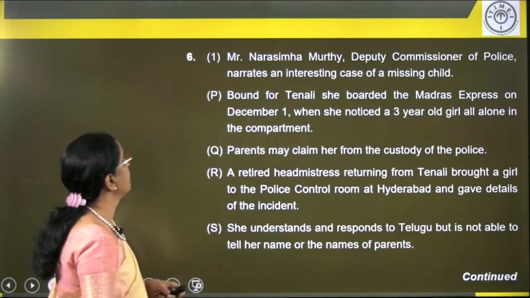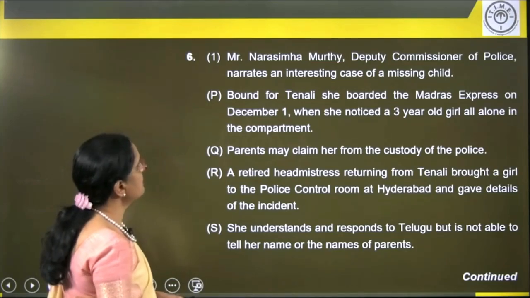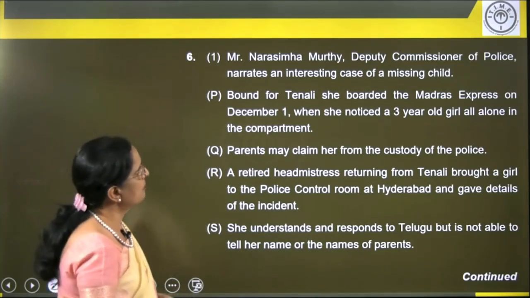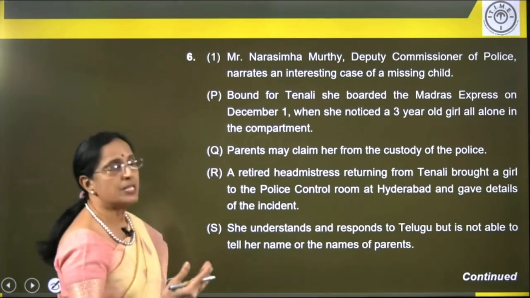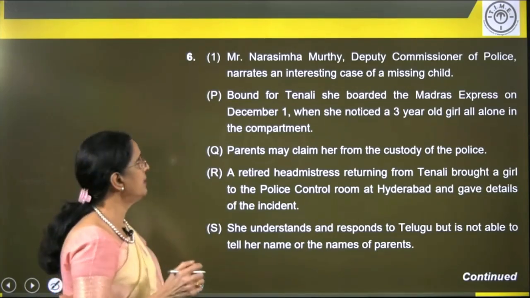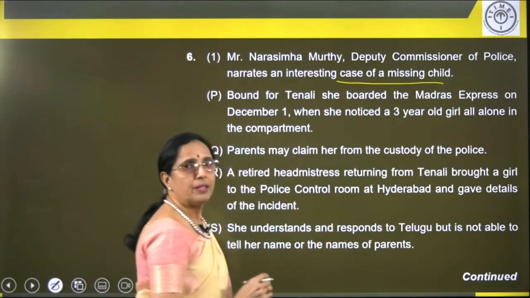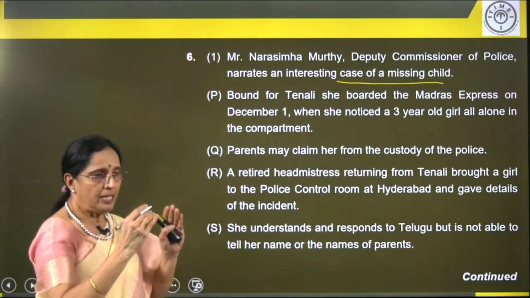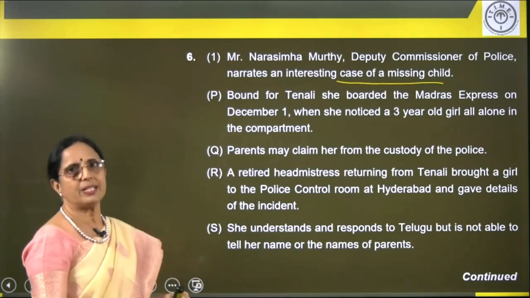Next one. Same type. Mr. Narasimha Murthy, Deputy Commissioner of Police, narrates an interesting case of a missing child. So, what's the topic here? This is about the case of a missing child. Where was the child missing? When was it missing? How was it missing?